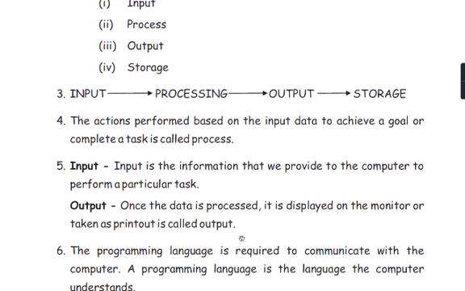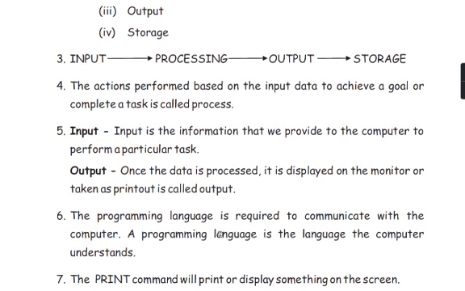Fifth question, why do we require a programming language? In page number 82, the last but one paragraph: to communicate with the computer you need a programming language. A programming language is the language that the computer understands. Mark the last two lines in the previous paragraph.